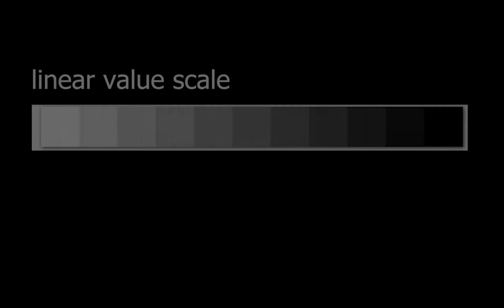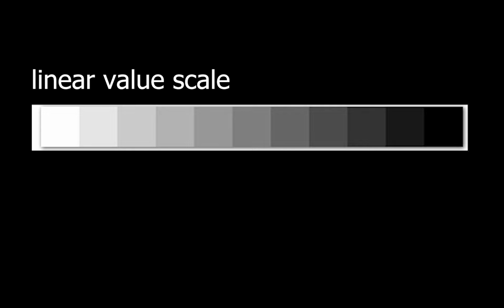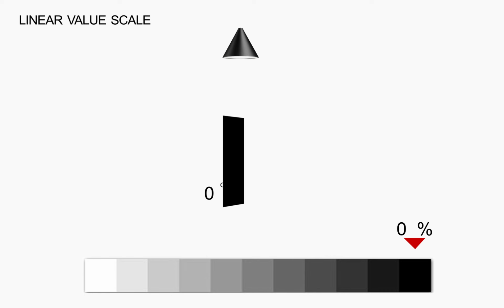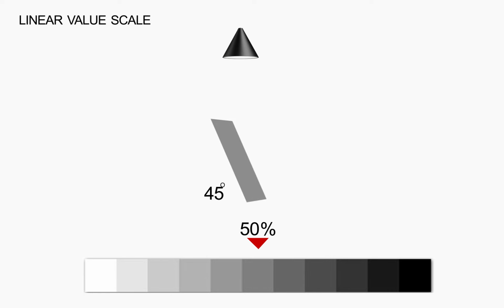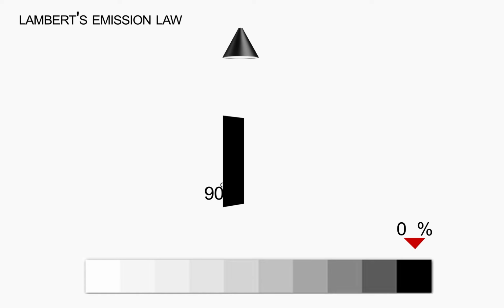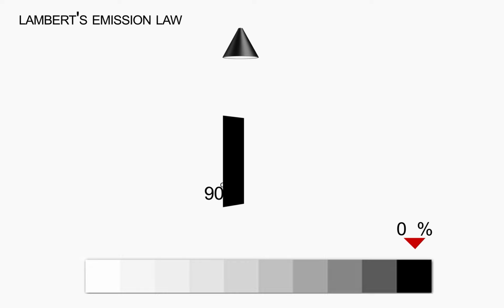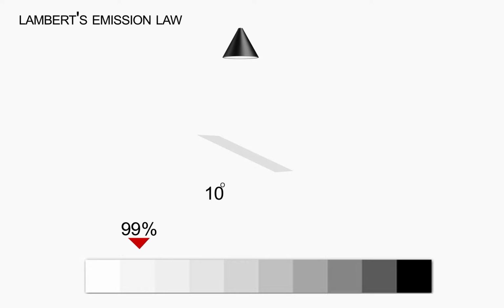And to measure this lighting effect, we need to understand two things. At the first, the linear value scale, and this is starting from 100 to 19 to 18 to 17 until 0. And according to this linear scale, when a polygon turns to a 45 degree, it becomes illuminated by 15%. But this is not how the light really interacts with the surfaces in reality. According to Lambert's emission law, when a polygon turns to 18 degree, it is lighted by 45%. And when a polygon turns to 18 degree, it's lighted by 99%.